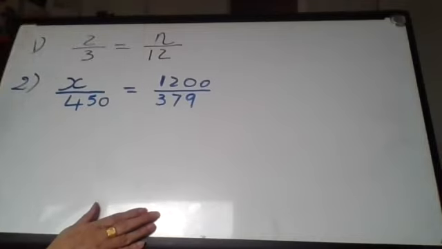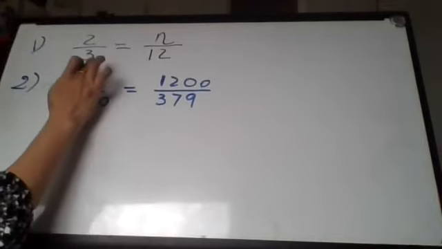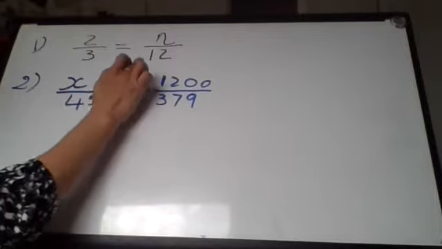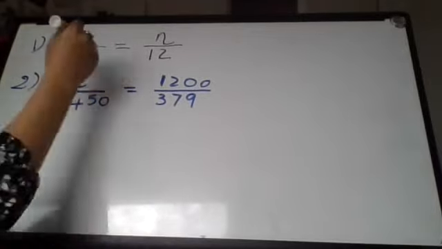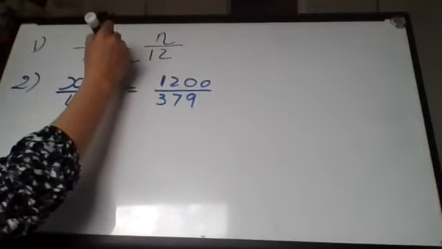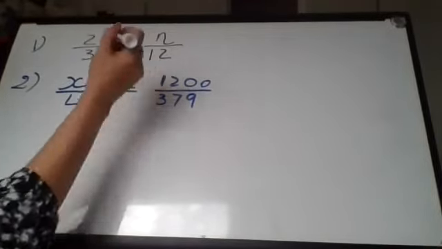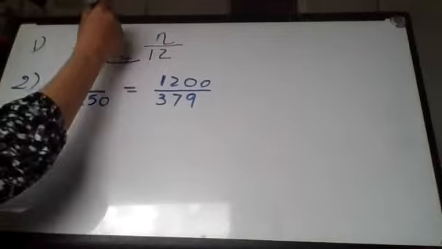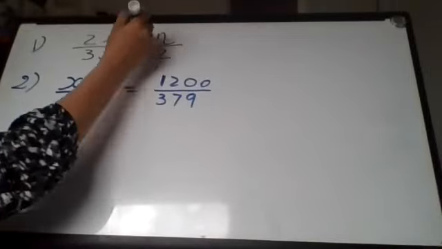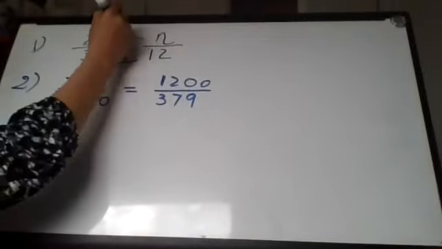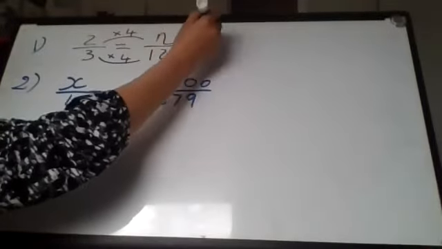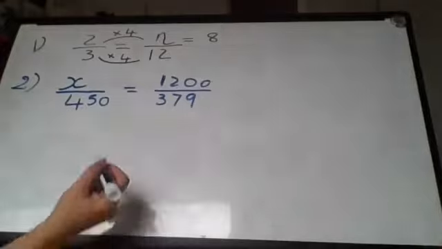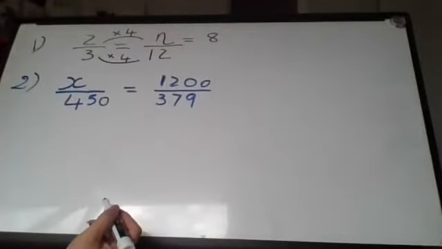And by inspection, we know that if we multiply 3 by 4, we get 12. So we say 3 times 4 is equivalent to 12. Therefore, on the top, we apply the rule of fractions. We have to multiply by 4 as well, 2 times 4, and the n here will be equal to 8. And then we find out n equals 8.